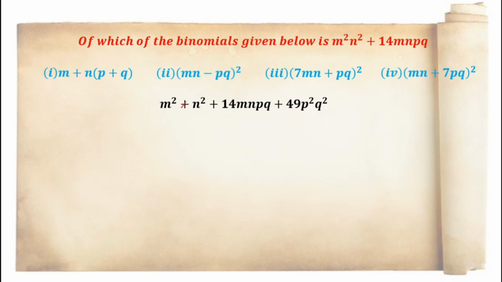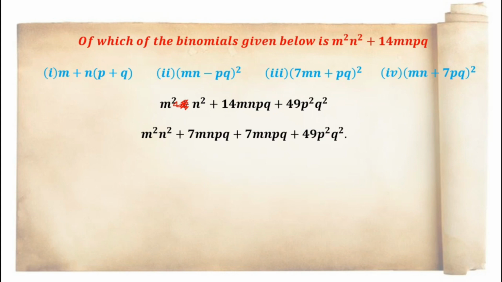Okay, there is no sign between them. So m raised to 2 n raised to 2 plus 14 mn pq plus 49 p raised to 2 q raised to 2, and m raised to 2 n raised to 2 plus 7 mn pq plus 7 mn pq plus 49 p raised to 2 q raised to 2.